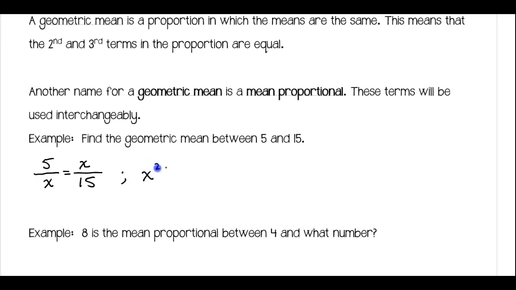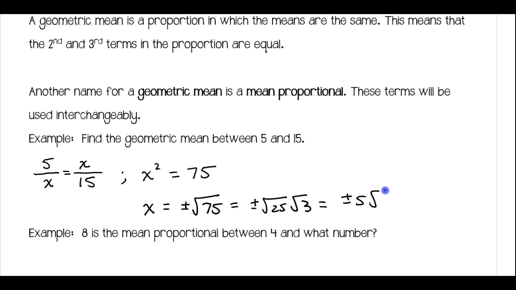So x times x is x squared. 5 times 15 is 75. I'm going to take the square root of both sides. Make sure you have plus or minus square root of 75. So we need to simplify: plus or minus the square root of 25 times the square root of 3, and the square root of 25 is 5. So plus or minus 5 root 3. If you're a little rusty on simplifying radicals, make sure you get some help in class while you're going through the problem sets.